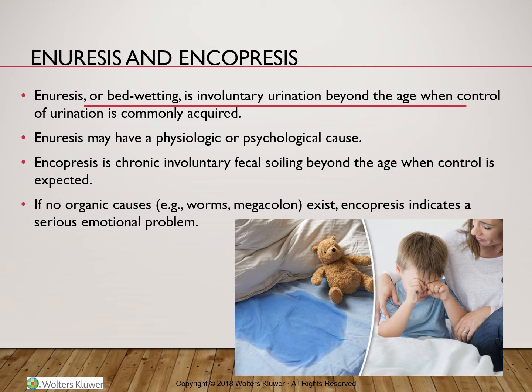Enuresis, or bedwetting, represents the involuntary urination that will be observed in a child that is at an age when control of urination is commonly acquired. The condition may have a physiologic or psychological cause and may indicate sometimes a need for further exploration and treatment. Encopresis is a chronic involuntary fecal soiling, again observed in a child that is beyond the age when the control is expected, usually 3 years of age.